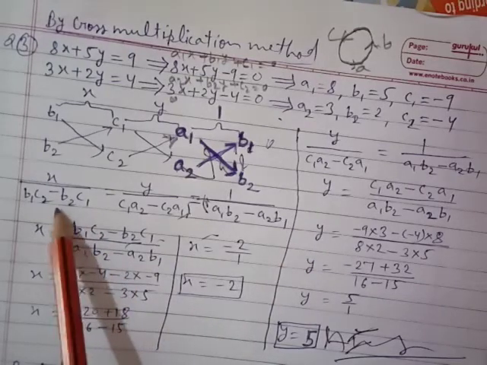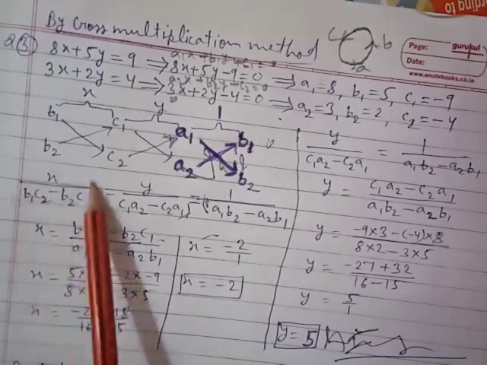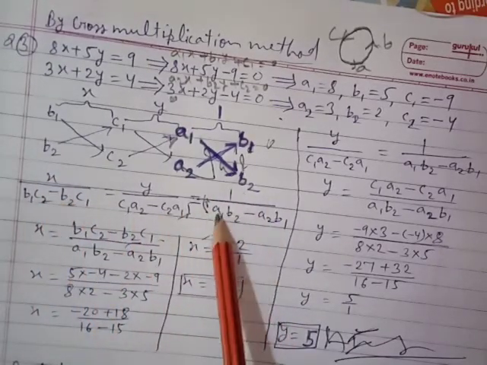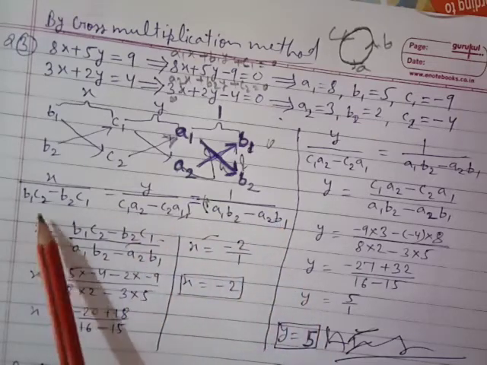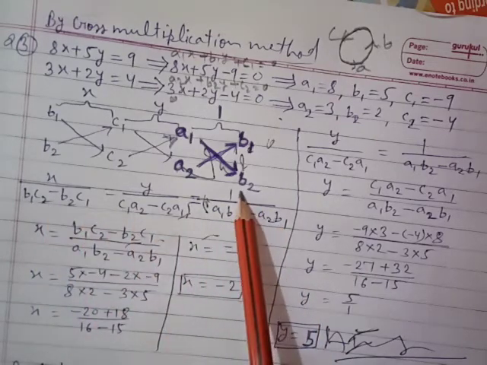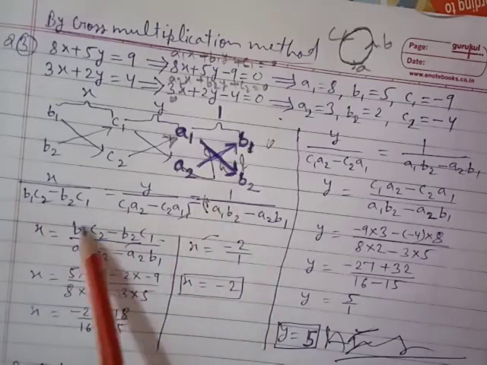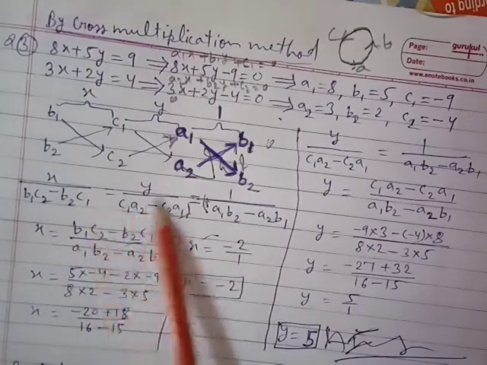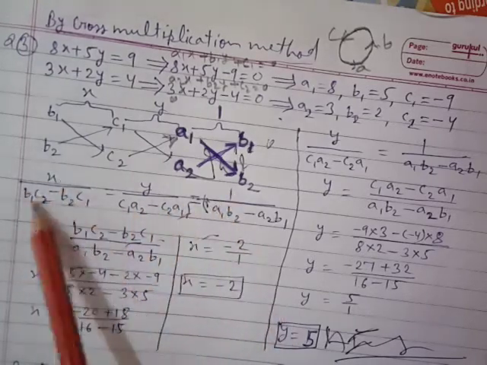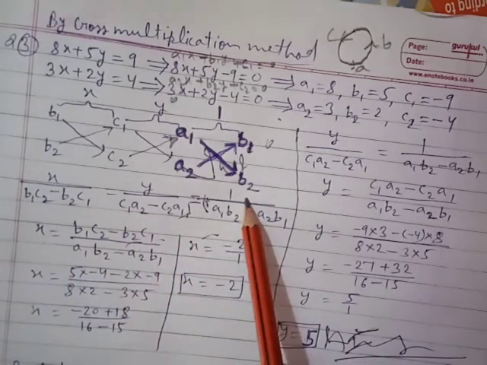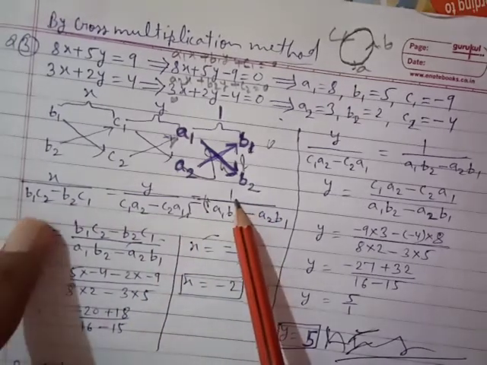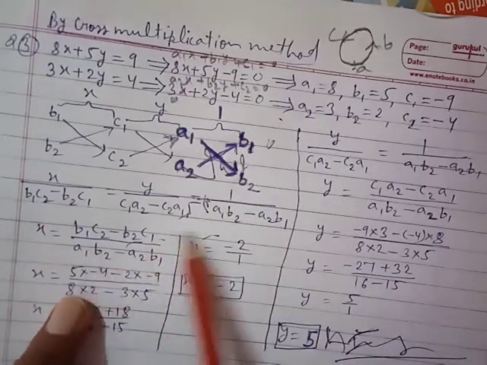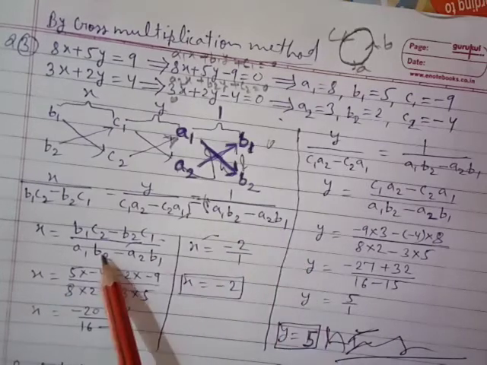Now see this, compare this with this. x upon b1 c2 minus b2 c1 compare with 1 upon a1 b2 minus a2 b1. So x equals b1 c2 minus b2 c1 upon a1 b2 minus a2 b1. You will cross multiply: multiply b1 c2 minus b2 c1 with 1, so here it will come b1 c2 minus b2 c1 upon a1 b2 minus a2 b1.